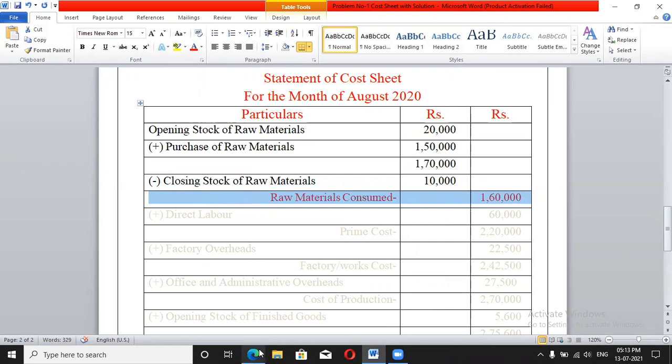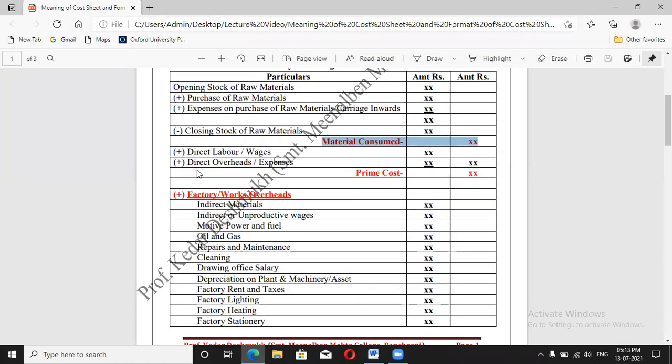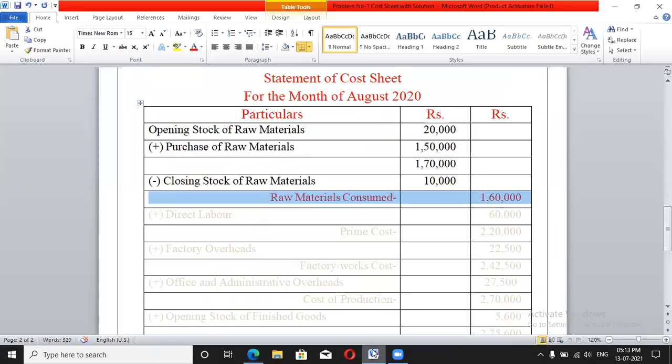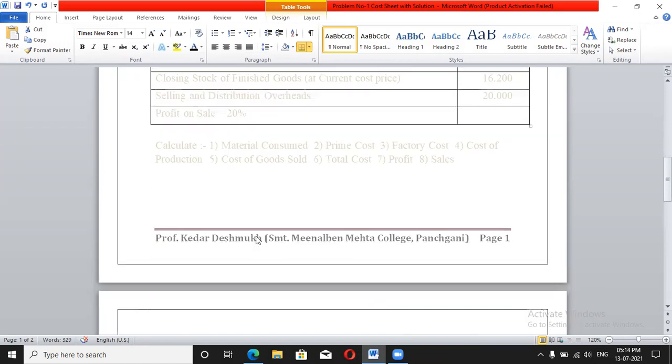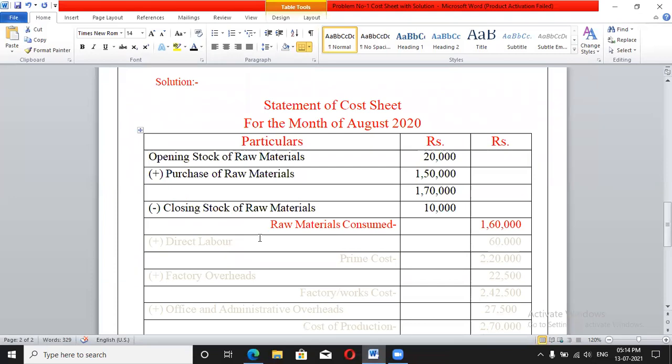The next head in our specimen is that to material consumed we add the direct labor, that is, direct wages. Let's see the problem. What is given? Yes, in our question the next point given is direct labor. This is an expense, so we add the amount of direct labor to our raw material consumed. The amount of direct labor is 60,000.